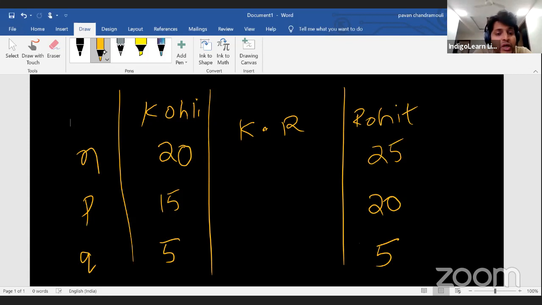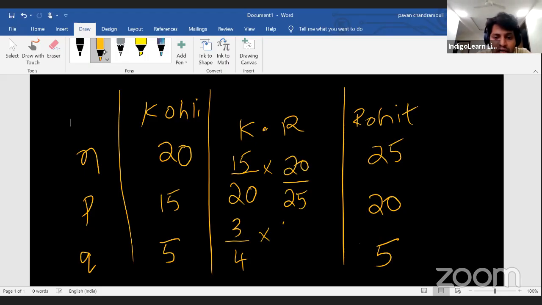Now, what is the probability of Kohli succeeding? Do you have any data to tell you that answer? Yes, I have the data. Out of the total 20 matches that Kohli played before this, he scored a century in 15 such occasions, which effectively translates into 3 by 4. So 3 by 4 is a very good number. Nobody has 100% probability, right? So Kohli's 15 by 20 translates into 3 by 4. Now what about Rohit? Rohit played 25 matches in total and he scored 20 times. It translates into 4 by 5. 5 fours are 20, 5 fives are 25.